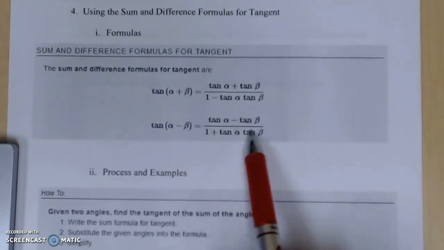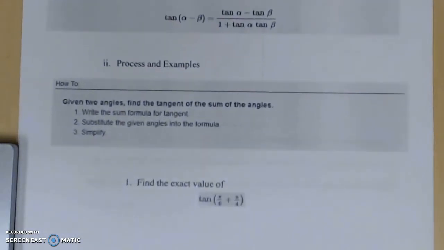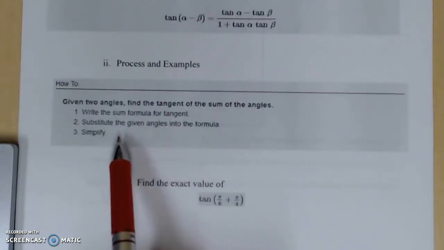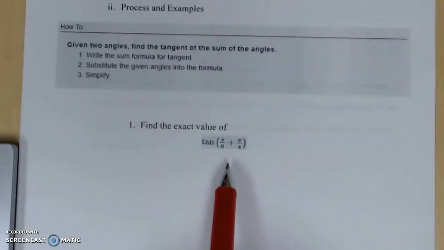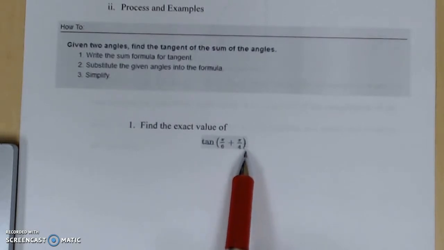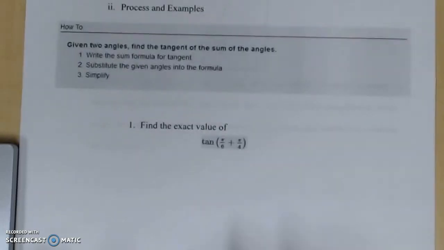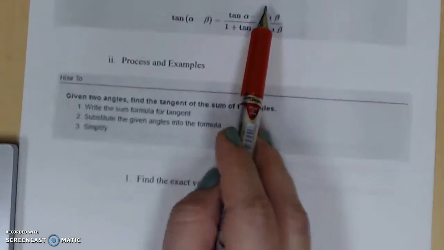You can see that it's entailing tangent alphas and tangent betas. And so our process, again, the same. Write the sum formula, substitute, simplify. And so what we want to do is work with examples such as this. I want to find the exact value of tangent of pi over 6 plus pi over 4. So I'm going to utilize my sum formula from up here.